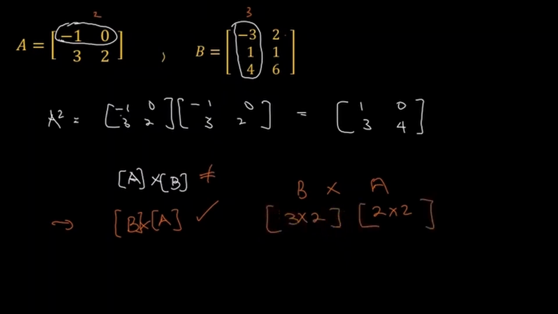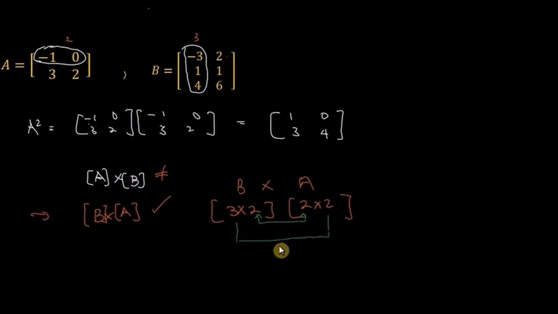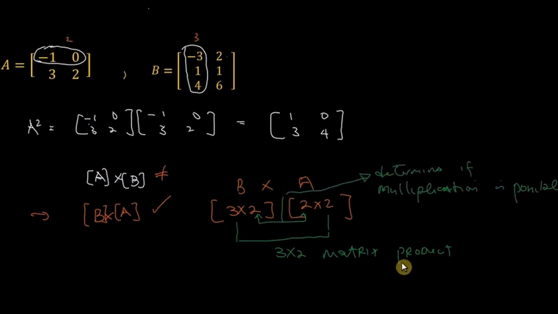This is what I'd like you to pay attention to, because once the two inner numbers are the same, this tells you whether or not you can perform matrix multiplication. The net result after multiplication, however, are the two outer numbers. So you would be getting a 3 by 2 matrix as a product. So once again, the inner numbers determine if multiplication is possible, and the two outer numbers give you the size of the final matrix after multiplication.